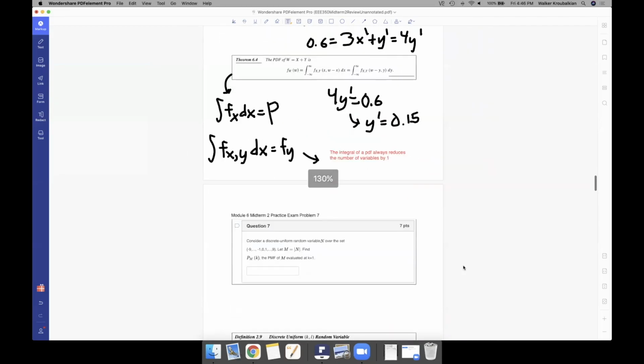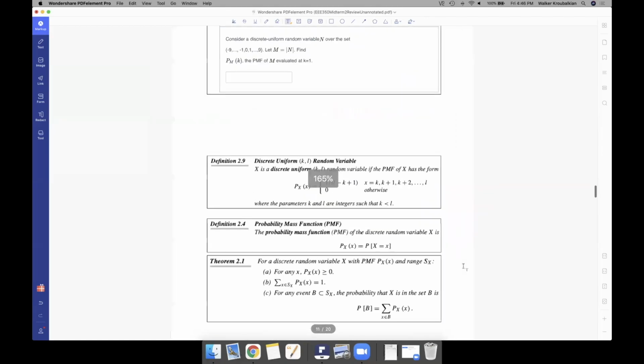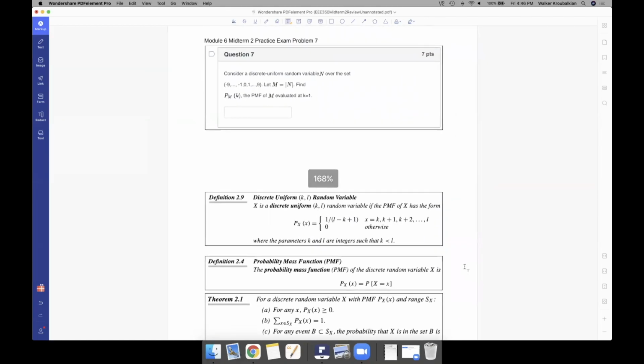All right, on to problem 7. Consider a discrete uniform random variable n over the set -9 up to +9. Let m equal the absolute value of n. Find the PMF of m evaluated at k equals 1. All right, so once again, this is something we talked about in midterm 1, because this is really just a derived random variable of a single random variable.